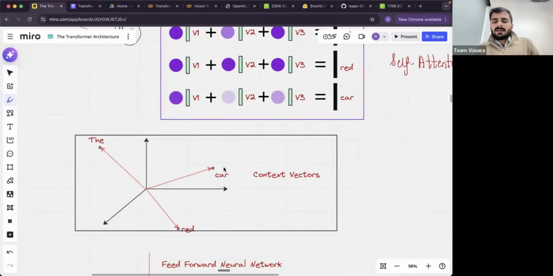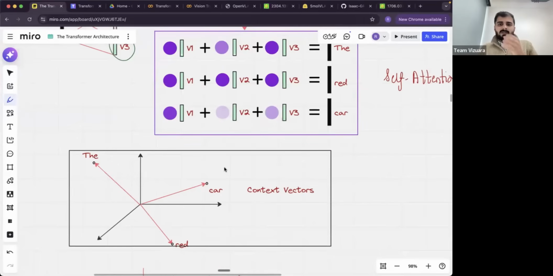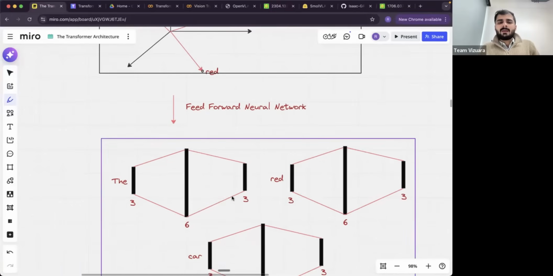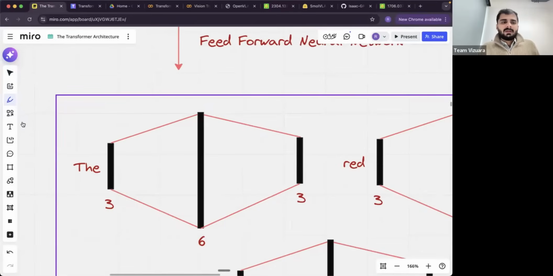Now what we do is very interesting. Once we have the context vectors, there is a step which is called a feed-forward neural network. In this step, we take each vector, project it to a vector of higher dimensions, which is generally twice the dimensions of these context vectors, which is 6 dimensions, and again bring it back. So this is typically a neural network, which is a multi-layer perceptron.